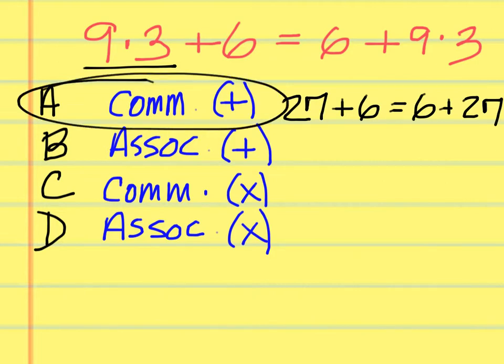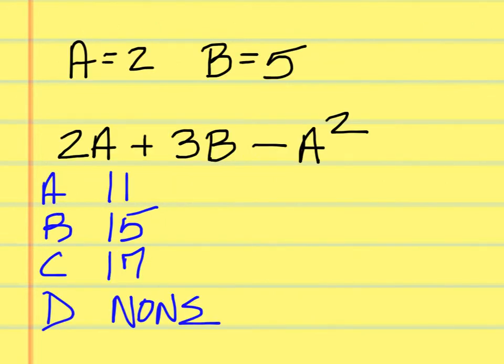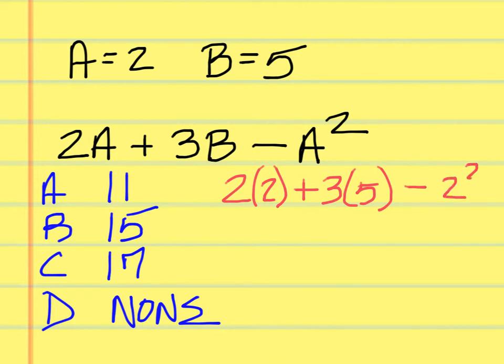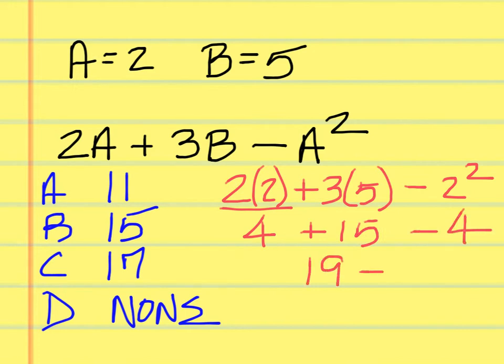of addition. You have to plug in 2 for A, so 2 times 2, and then 5 for B, and then 2 for A. 2 times 2 is 4, 3 times 5 is 15, and 2 squared is 4. 4 plus 15 is 19, minus 4 is 15, and it's answer B.